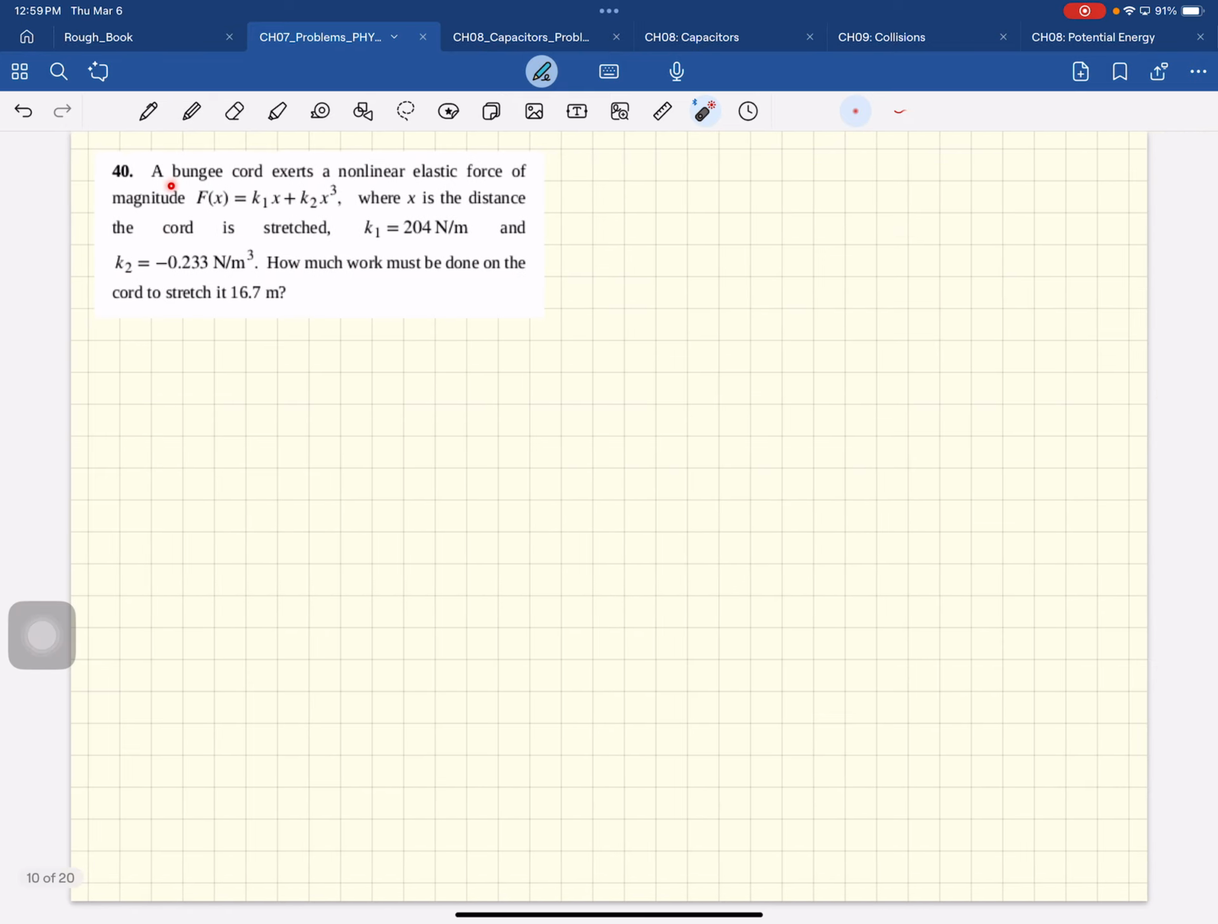So this problem says a bungee cord exerts a nonlinear elastic force. Okay. So the spring force is minus kx. This is called a linear force because it depends linearly on the deformation of the spring. So if the spring force was like that, that would be a nonlinear force. Any nonlinear term is a nonlinear force, and those problems are hard to solve. So again, this is easy to solve. This would be hard to solve.